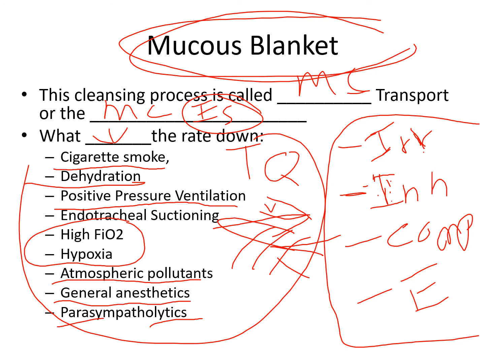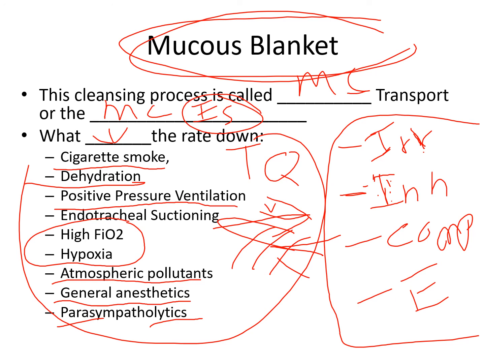So there's other drugs that we can use. Atrovent, or ipratropium bromide is the other term for Atrovent, and that's a parasympatholytic. It blocks parasympathetic stimulation. Well, that's good in one aspect because that could help relieve bronchospasm. So there's a number of things that can decrease mucociliary movement.